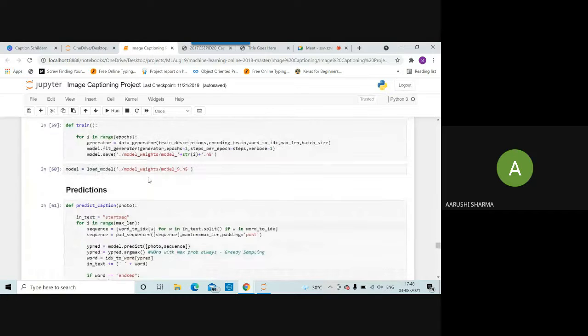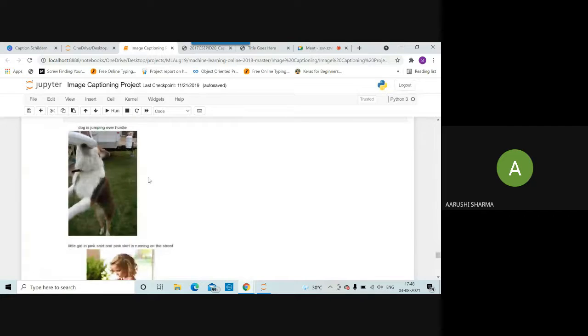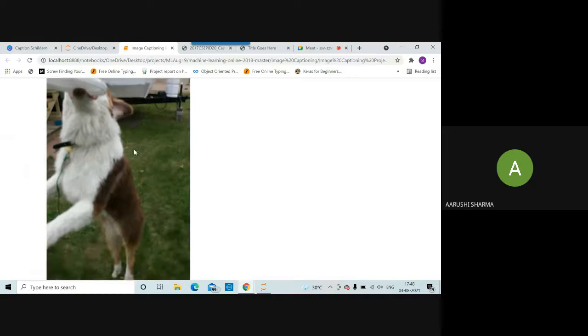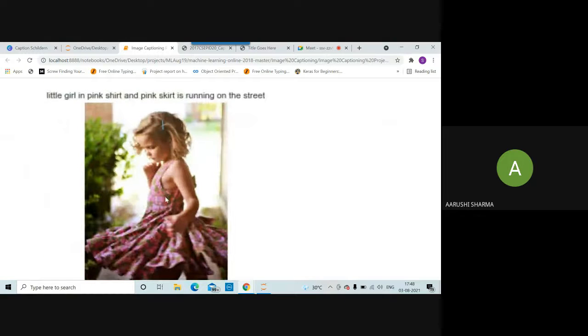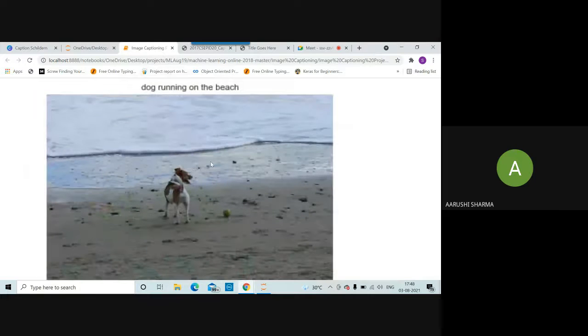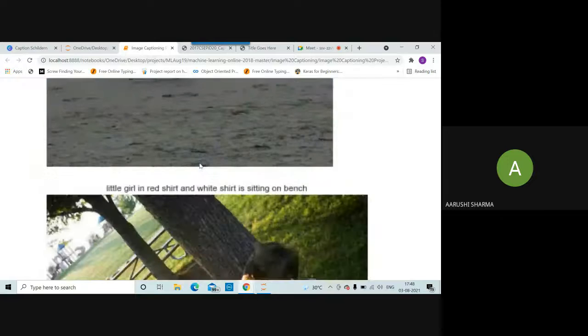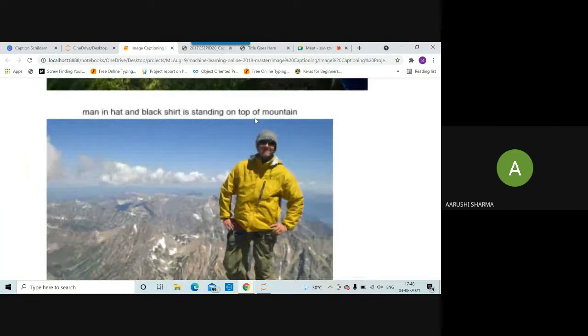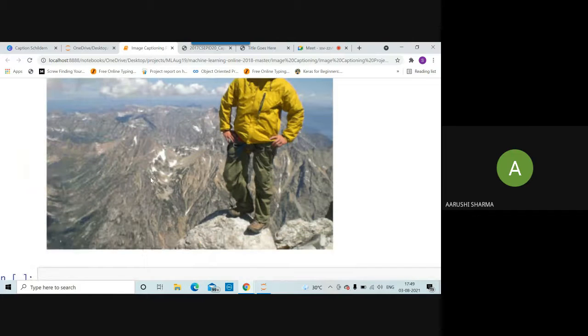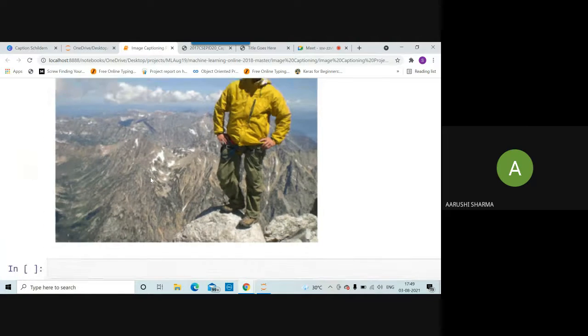After all these, the results which we got are, for example, here we can see this image. When this image is passed, the caption that our machine is predicting is "dog is jumping over a hurdle." Let's take another example like this: "A little girl in a pink shirt and pink skirt is running on the street." "The dog is running on the beach," which is very much correct. "A man in hat is standing on the top of a mountain." So yes, this man is wearing a hat, and he is standing at the top of the mountain. So this is how our project works.